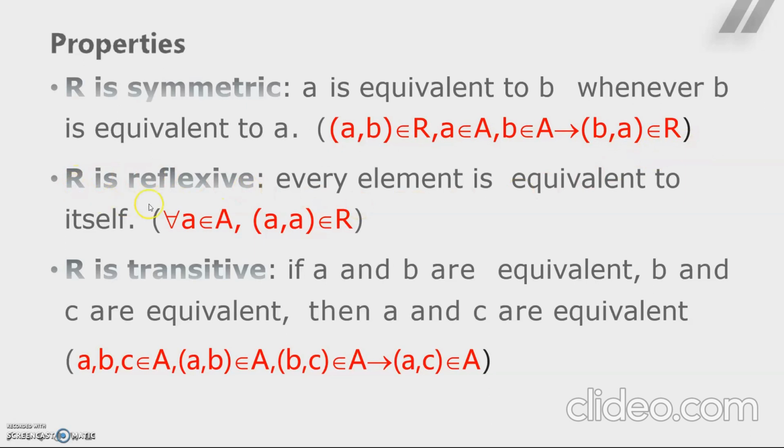The second, R is reflexive. Every element is equivalent to itself. For all a belonging to A, then (a,a) belongs to R. The third, R is transitive. If A and B are equivalent, and B and C are equivalent, then A and C are equivalent. a, b, c belong to A, (a,b) belongs to R, (b,c) belongs to R, then (a,c) belongs to R.